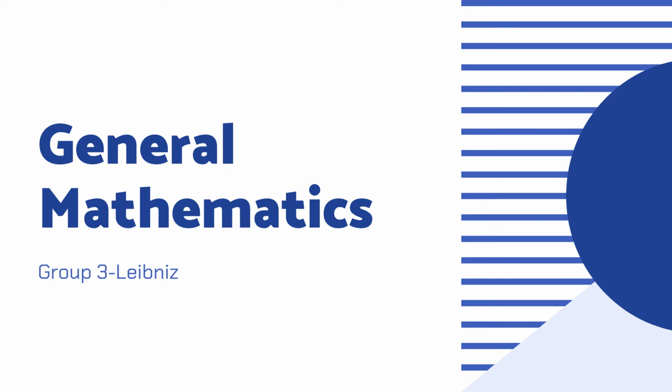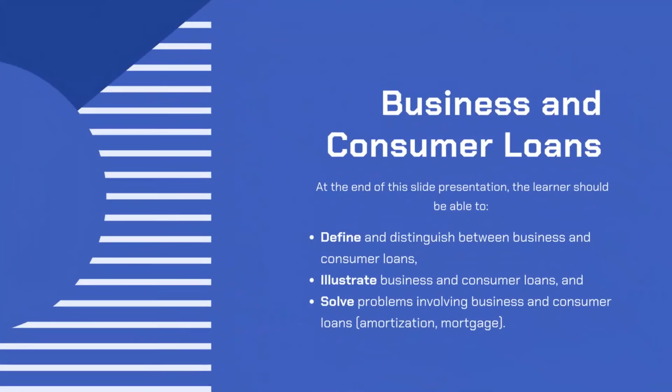General Mathematics. This slide and video presentation contains business and consumer loans. At the end of this slide presentation, the learner should be able to, first, define and distinguish between business and consumer loans. Second, illustrate business and consumer loans, and solve problems involving business and consumer loans. It also includes amortization and mortgage.